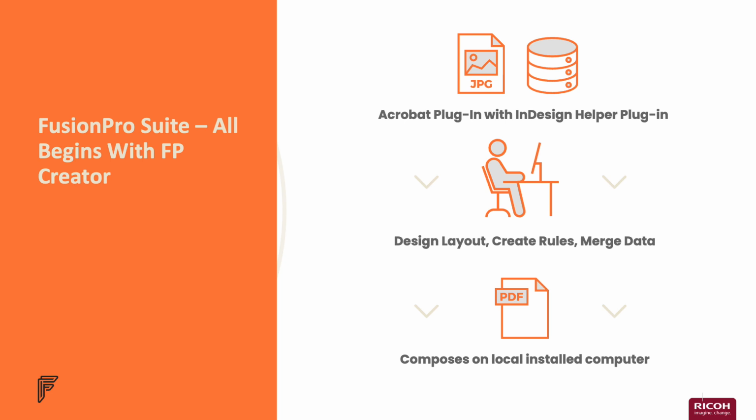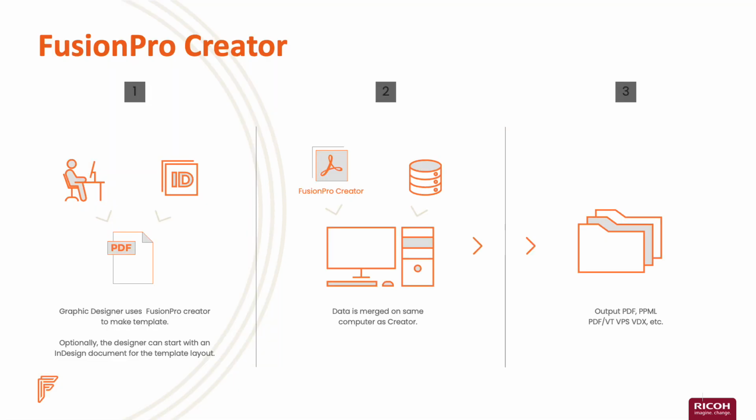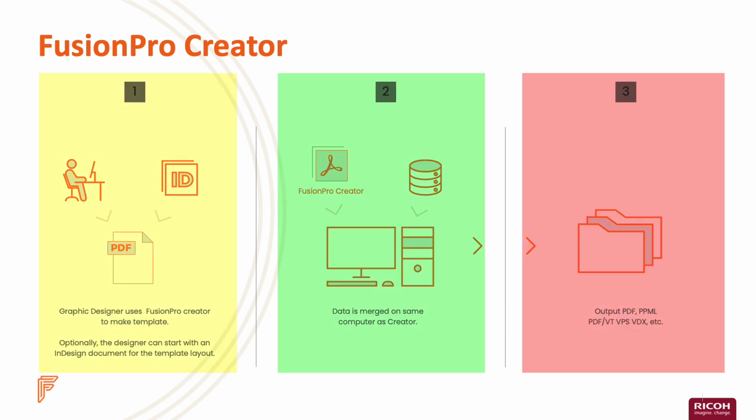So, you can picture somebody at their desktop working in design. There's a helper plugin in design, but ultimately in Acrobat, doing the design work. And if your volume needs are relatively low, 5,000 records or less, I like to say, then just use FusionPro Creator. Create the template, assign the database, and then output the file.